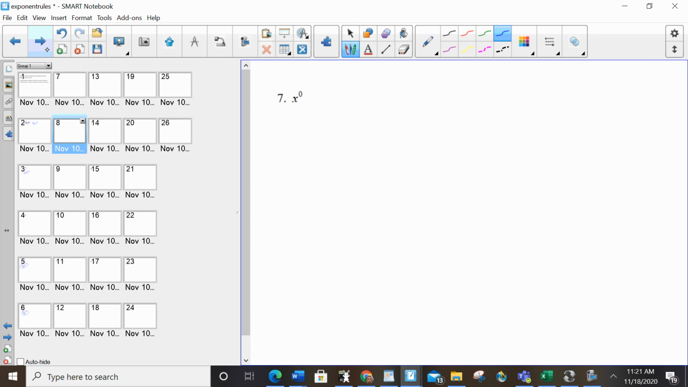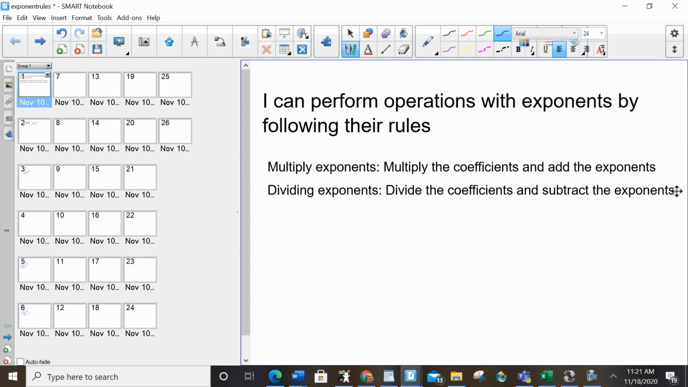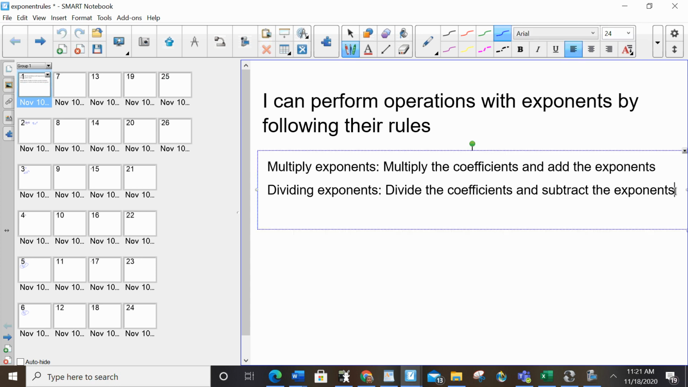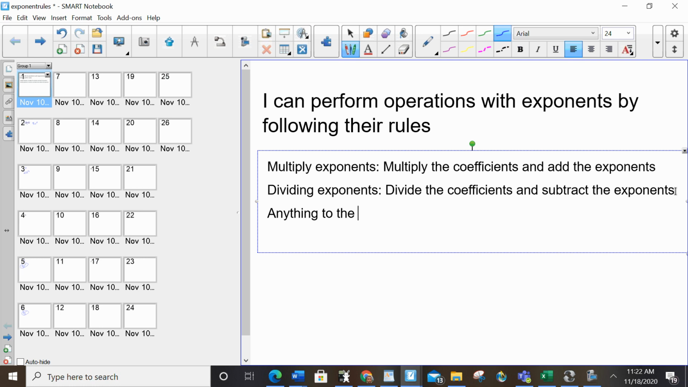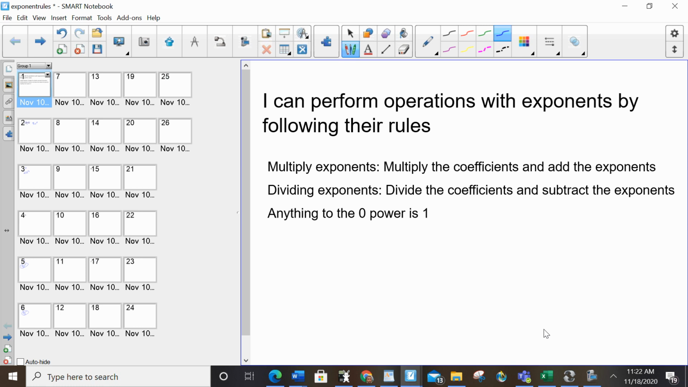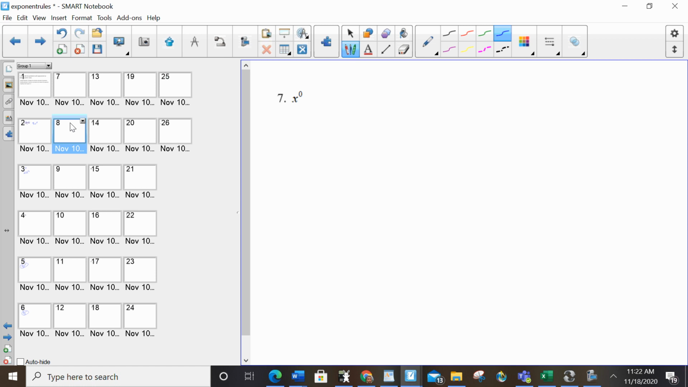7. Anything to the 0 power is 1. That's it. Anything to the 0 power is 1. So x to the 0 power is 1. 4x to the 0 power. I want you to think about what that answer is going to be on your own. I'll give you about 10 seconds. Anything to the 0 power is 1.